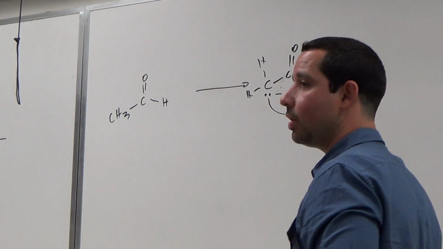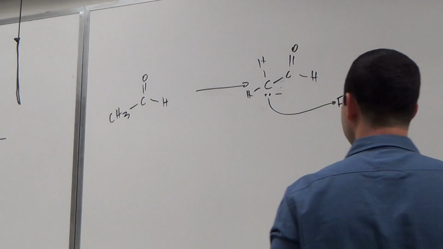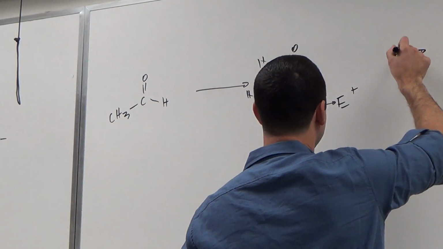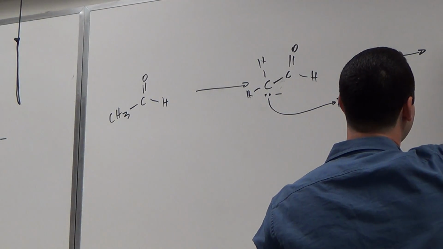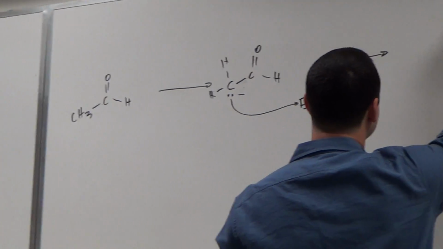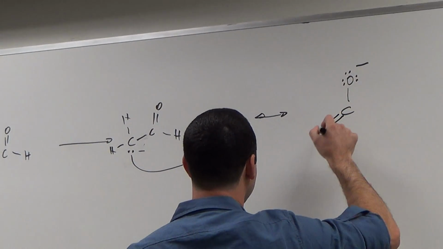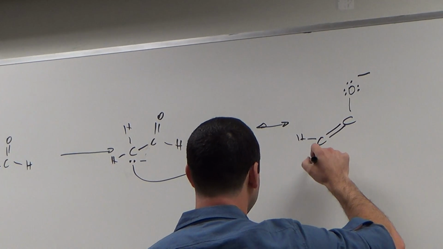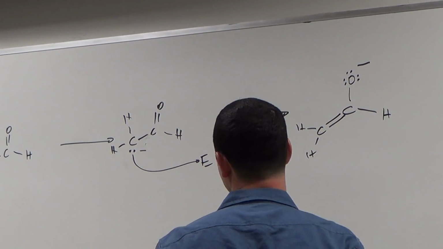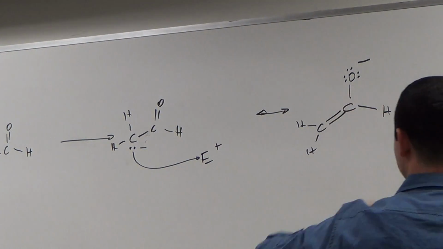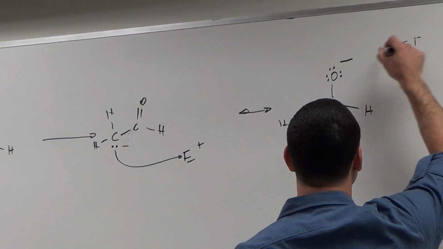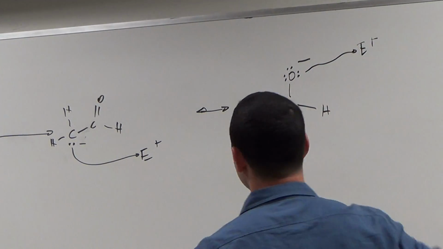But is that a good resonance structure? No. This is not a very good resonance structure. Is that a resonance structure? Yeah, because the O can hold that minus charge better. And now there is a minus charge here, which can also attack the electrophile.